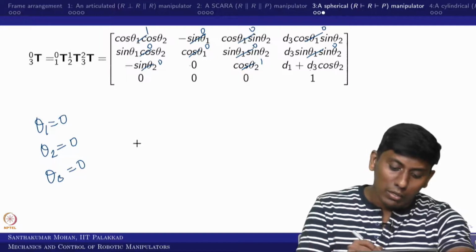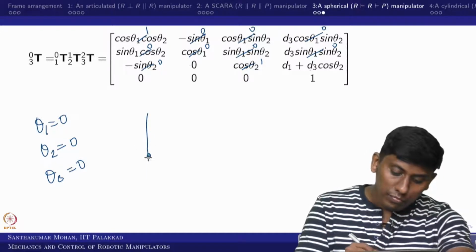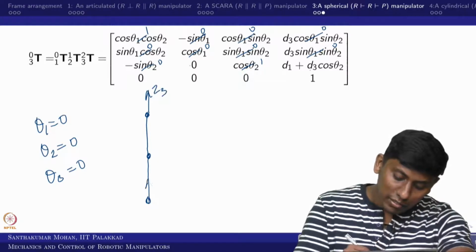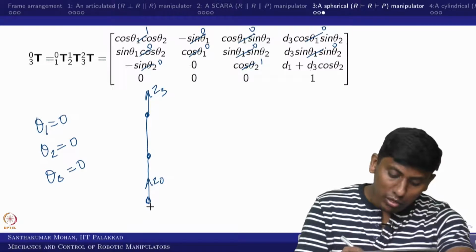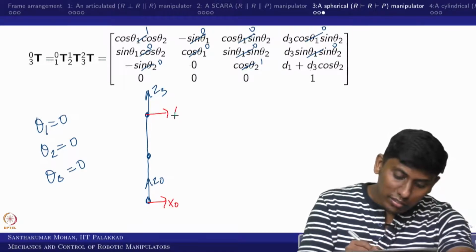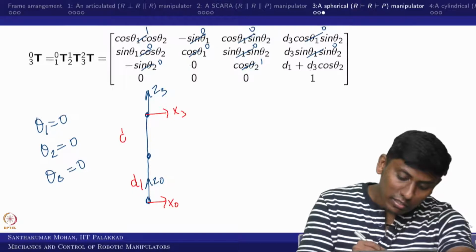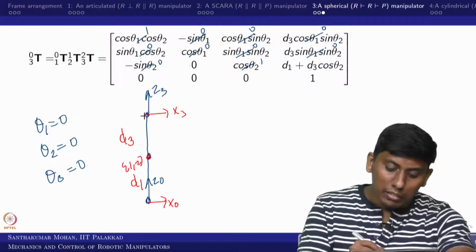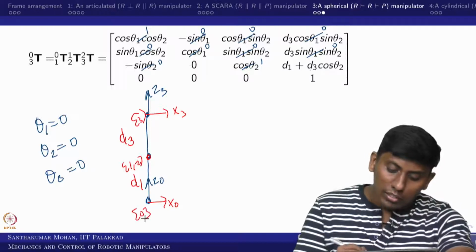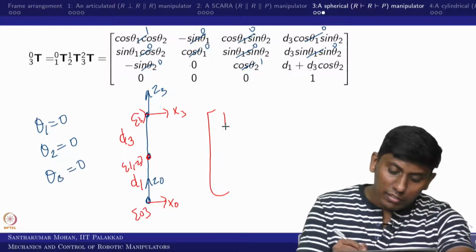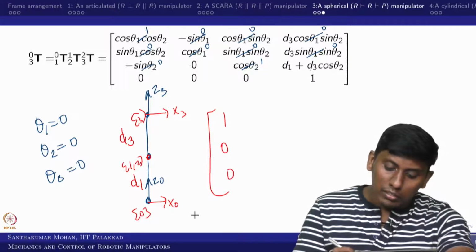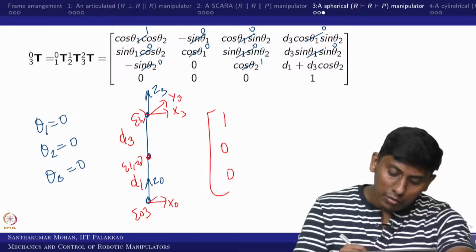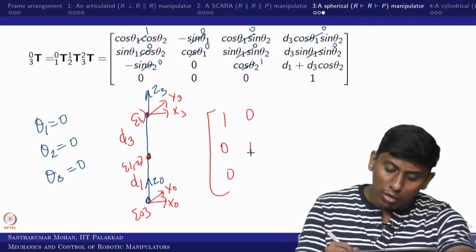You would recall what we did, we have taken it this way, right? This is Z3 and this is Z0, and I am drawing this as X0 and this as X3, and this distance is D1 and this distance is D3. If you are looking at the third frame projected on 0, what are the things? The X axis is parallel, so 1 0 0, right? Z3 is also parallel, so by the right hand rule, this is Y3 and this is Y0, so 0 1 0.